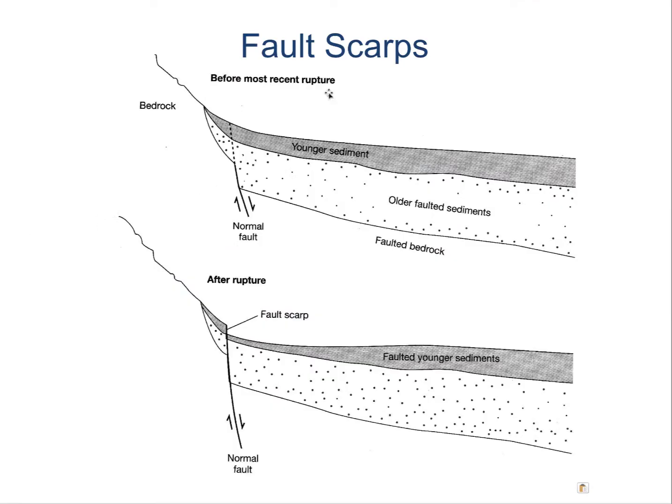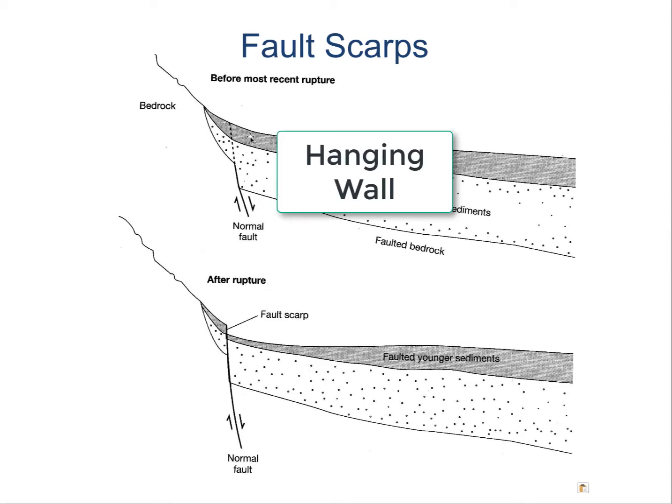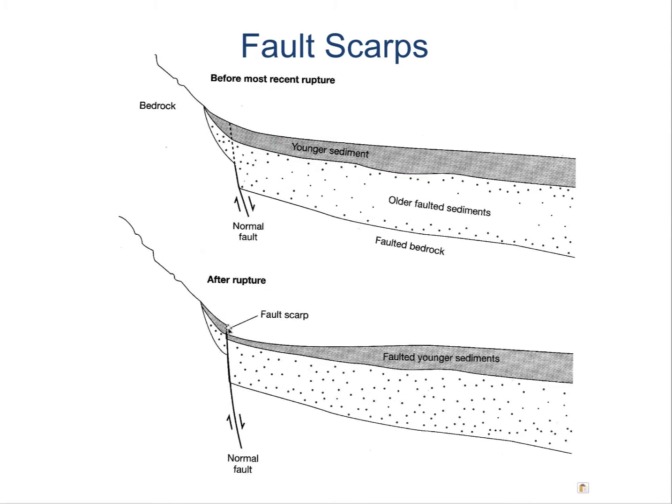Now, these fault scarps, so what happens is we have this young sediment here, and then the earthquake happens on the normal fault. Remember, the hanging wall is moving down, the footwall is moving up, and we end up having this step. And again, we know it's a recent event because it's in this younger, loosely consolidated sediment. And we see this eventual uplift of the bedrock here, in this case, of the Sierra Nevada.